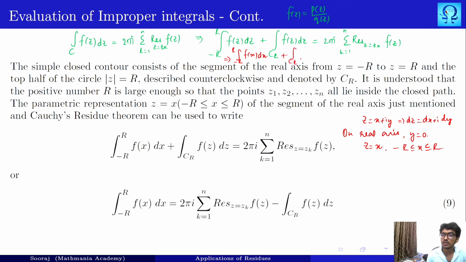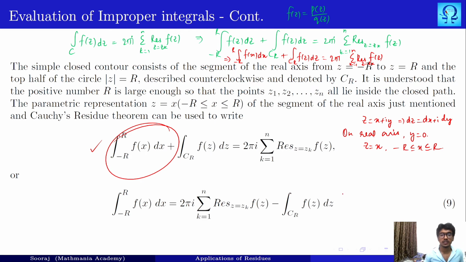So the integral over C_r of f of z dz equals 2 pi i times the sum of the residues of the function at different points. That is what we have written here. Basically, we are interested in evaluating the improper integral, which is the first quantity that we have here. So we just keep that on the left side and take everything else to the other side.